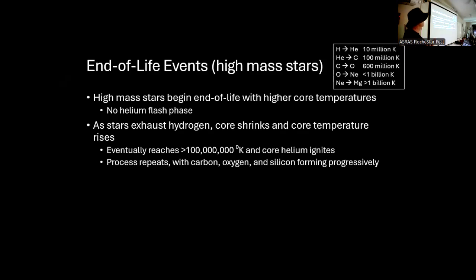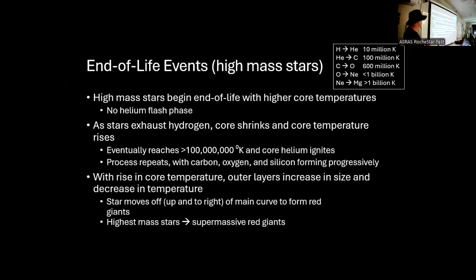Hydrogen to helium takes about 10 million Kelvin. Helium to carbon takes about 100 million Kelvin. Carbon to oxygen, 600 million. Oxygen to neon, around 100 million. And neon to magnesium, greater than 100 million Kelvin. So stars that are able to achieve these kinds of temperatures can fuse progressively heavier elements until you get to iron. We'll see what happens when you get to iron in a second.